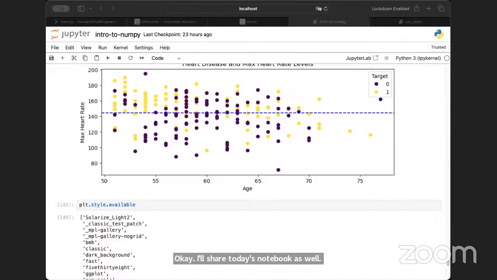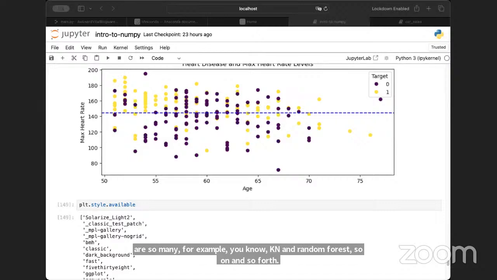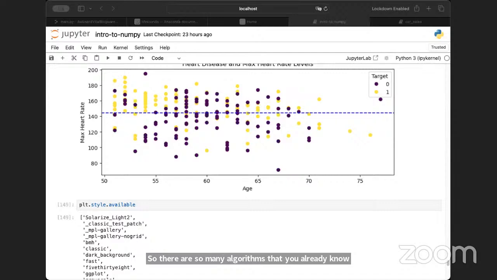So what does a data scientist do? Basically, there are two scenarios. One is you already have pre-made models. There are so many pre-made ones, for example, KNN, random forest, and so on. There are so many algorithms that you already know. You are supposed to decide which model would be the best to make the prediction on the data set that you have. Then there is the second type.